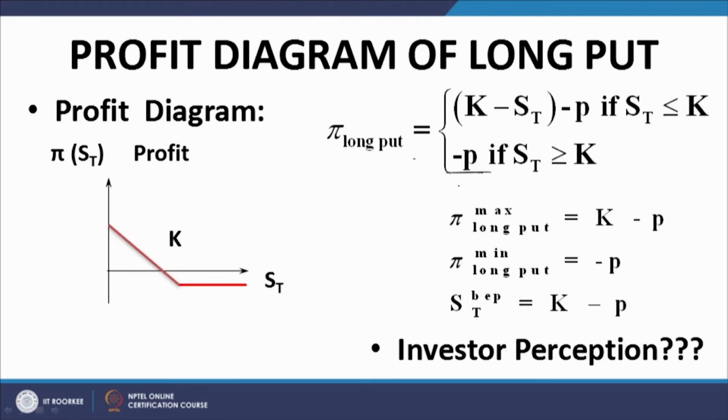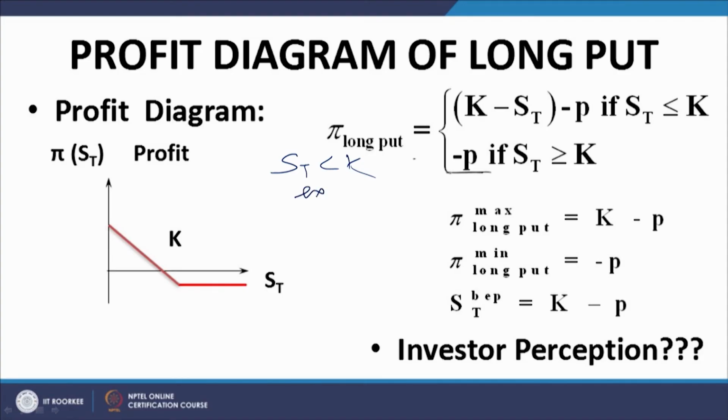Profit diagram of a long put. Now, what is a long put? A long put gives you the right to sell the asset at the exercise price on the date of maturity of the option. We are so far, please note, considering only European options. So, let us look at the situation st is less than k. If st is less than k, what are we saying? We are saying that the market price is lower than the exercise price.